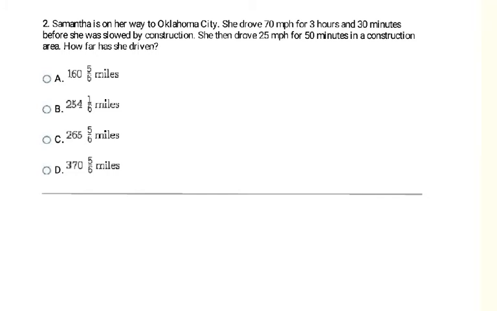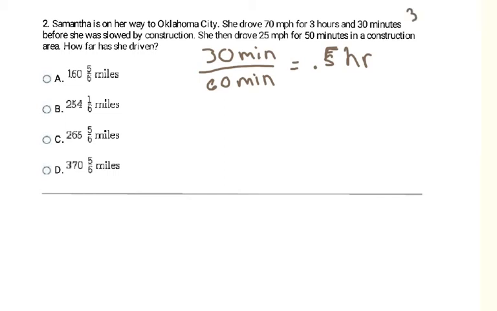First I'm going to do the 30 minutes. 30 minutes is 30 over 60 minutes, because that is how many minutes there are in an hour. 30 divided by 60 is 1/2 or 0.5. So 30 minutes is half an hour, which makes sense. And so that means for the 70 miles per hour, she drove 3.5 hours.